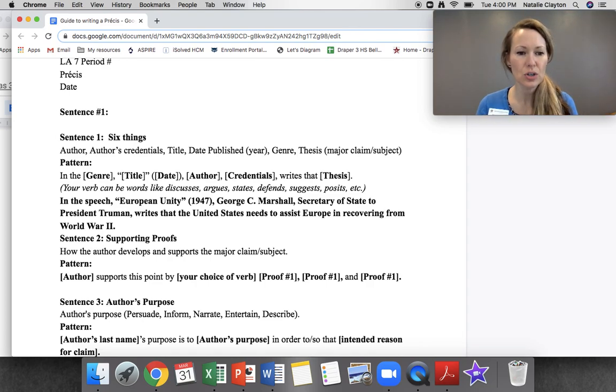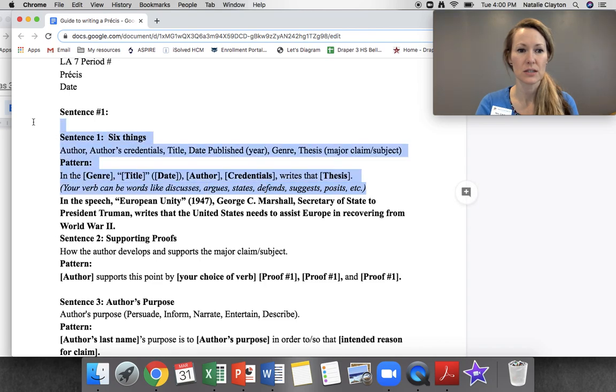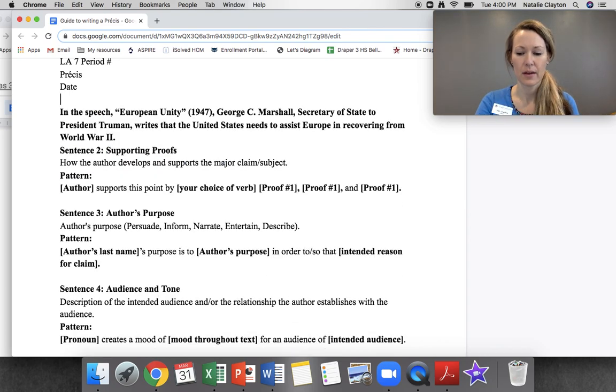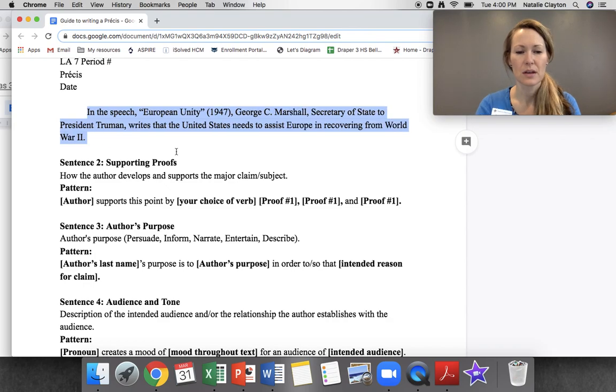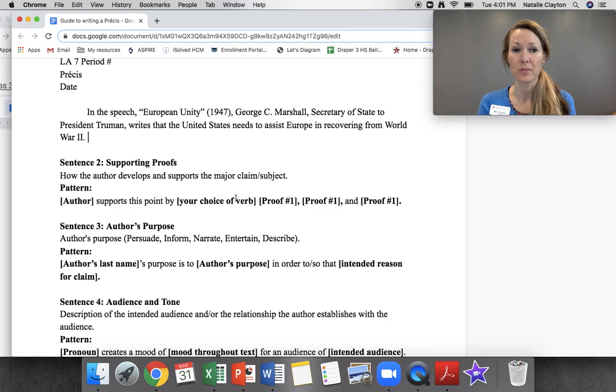Let's look at sentence 2. So sentence 2, supporting proofs. When you write this, you're not going to have all of this stuff up here. So really, you could just get rid of it right now. And then come down here, tab that. We have our first sentence. Now we're on sentence 2. It also won't be in bold, so you can change that later if you want to. This is mostly just to help you see how you're using this pattern, literally filling in the blanks. So supporting proofs.